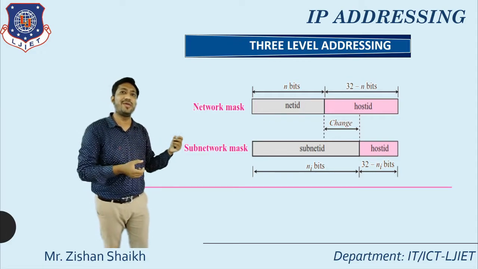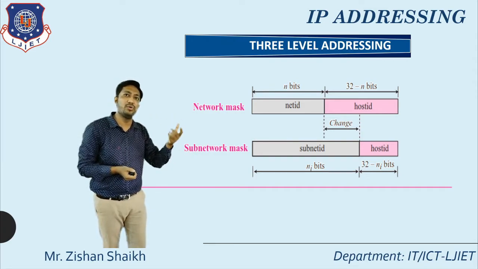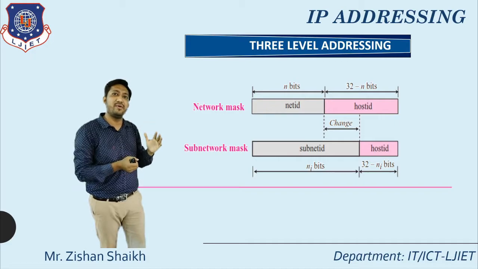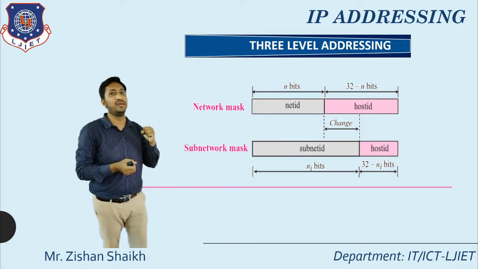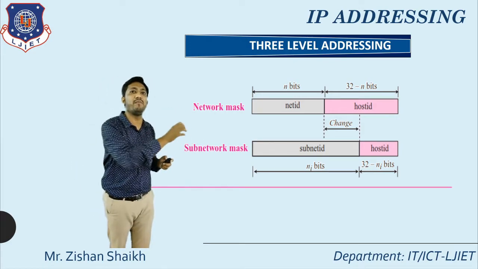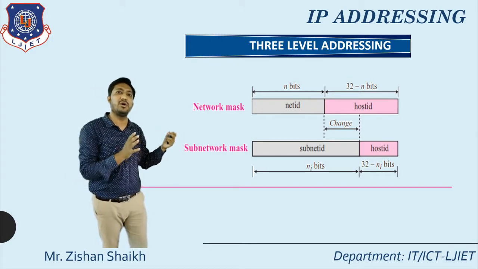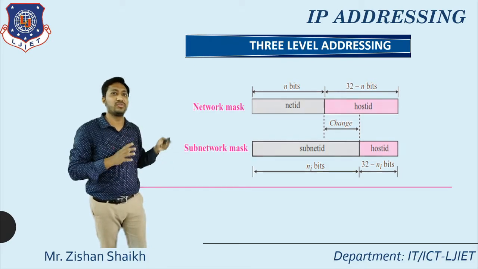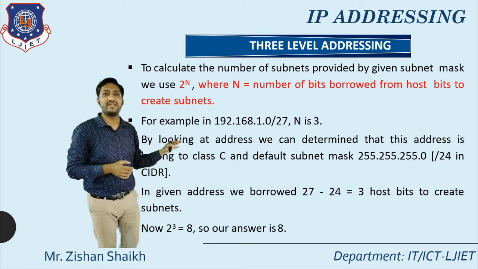But if I want to use the next 2 bits for my subnetting task, then my network takes 2 bits from my host ID. So the next 17th and 18th bits are used by our network, and the remaining bits of the host will be used to identify the host. Let's understand this scenario with the help of this particular example.